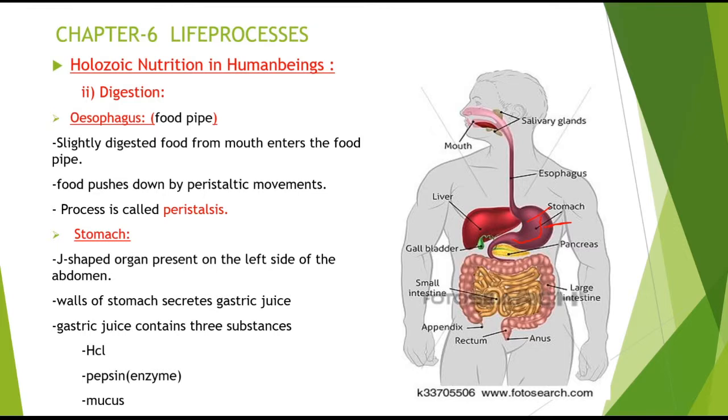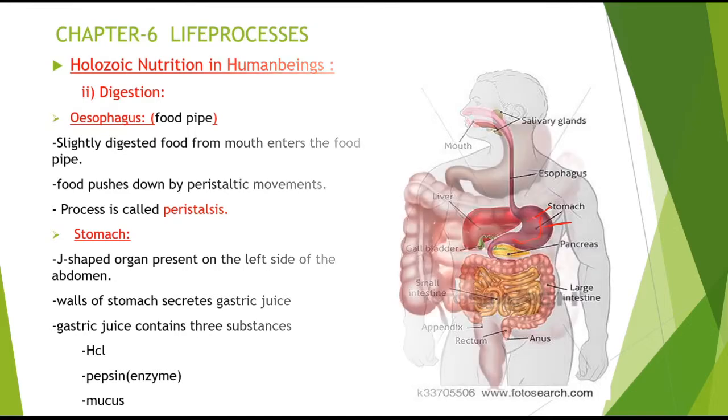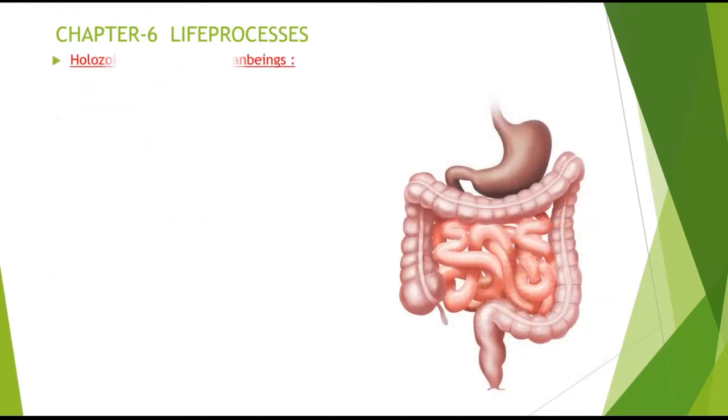So this is how these three substances act on the food after the food passes from the mouth to the esophagus and then to the stomach. And next, the food passes from the stomach to the small intestine. Now, the partially digested food from the stomach enters the small intestine. In the picture I am showing with the red mark, this is the small intestine.